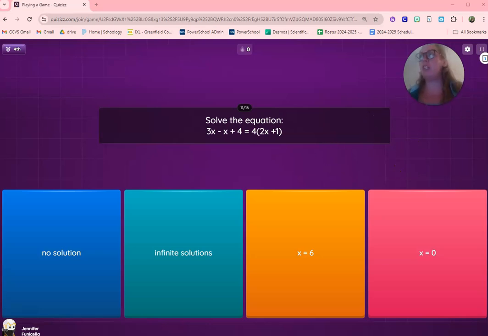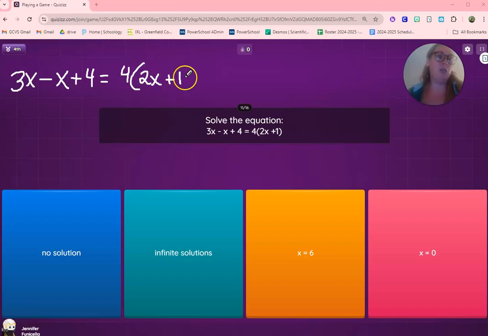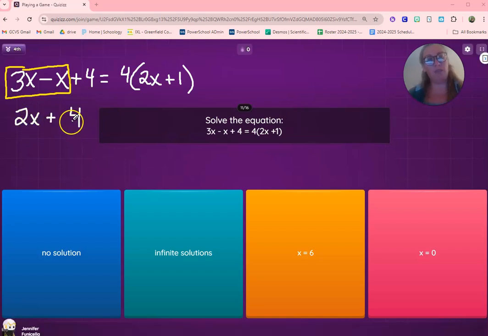So now we're on question 11, and we have 3x minus x plus 4 equals 4 times (2x plus 1). So let's take a look at what we have here. The first thing we can do is simplify this 3x minus 1x, and that will get us a 2x plus 4, since 3 minus 1 gets us 2.